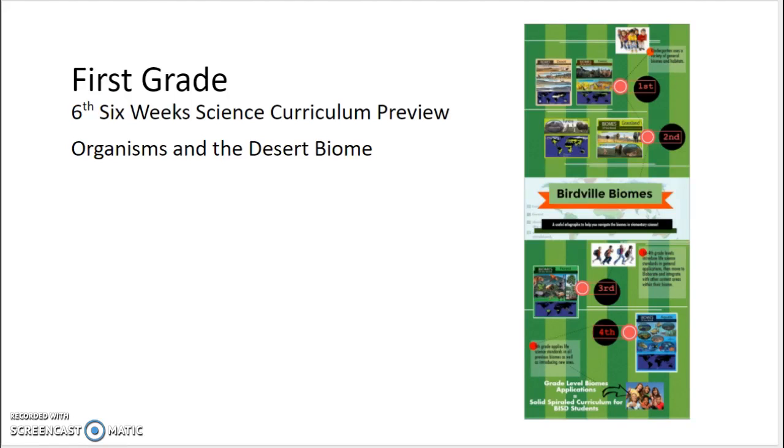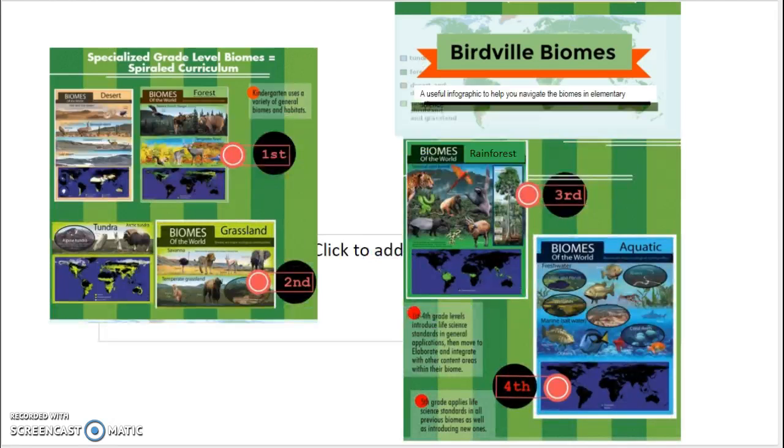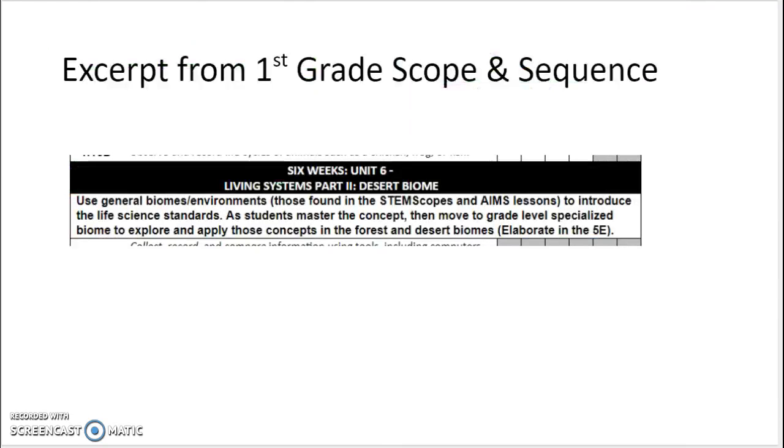We're going to talk briefly about our second life science unit, which is organisms in the desert biome. So just a quick overview and reminder of our biome view that we have in Birdville for our life science. Last 6 weeks you focused on the forest, and this 6 weeks we'll focus on the desert, and we'll talk a little bit about what that looks like and the difference between last 6 weeks and this 6 weeks.